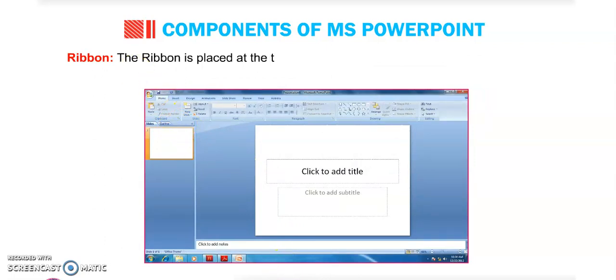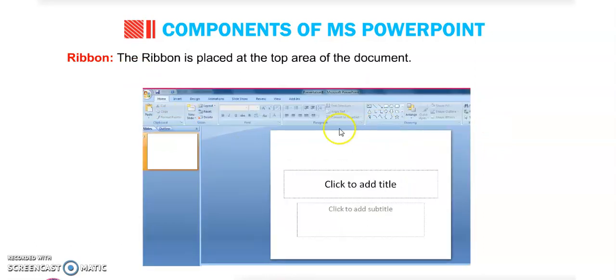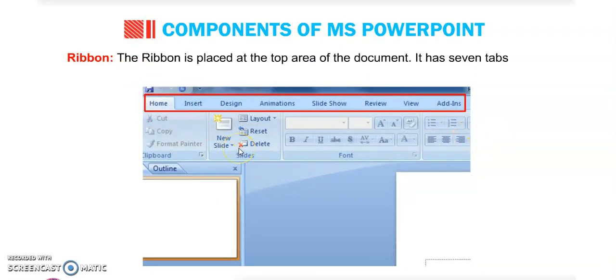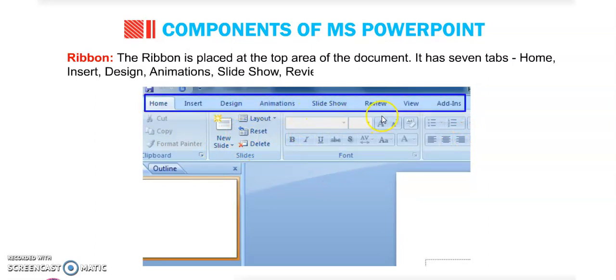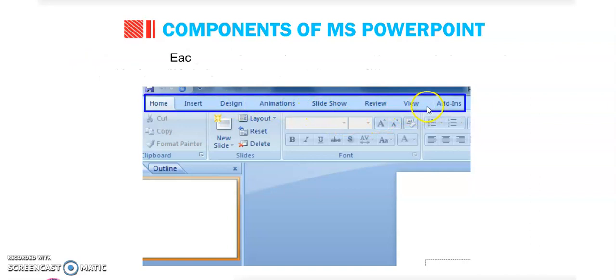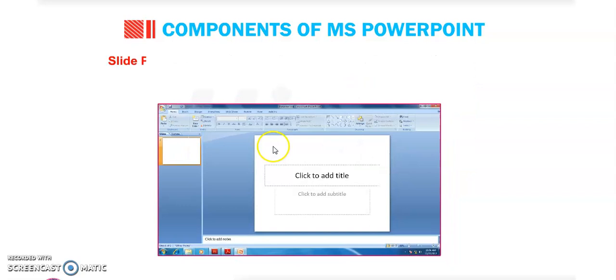Next is the ribbon. The ribbon is placed at the top area of the document. This is called the ribbon. It has 7 tabs. You can see insert, design, animation, slideshow, review, view. Each tab contains commands arranged in different groups.